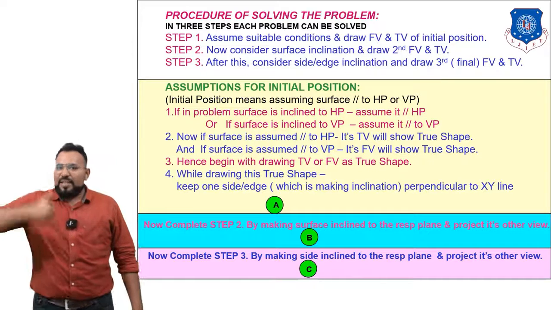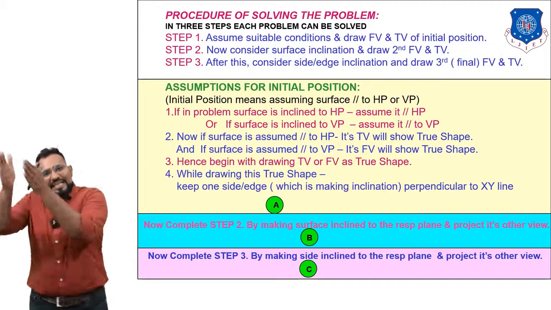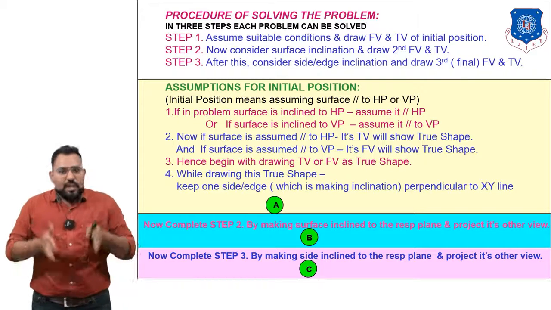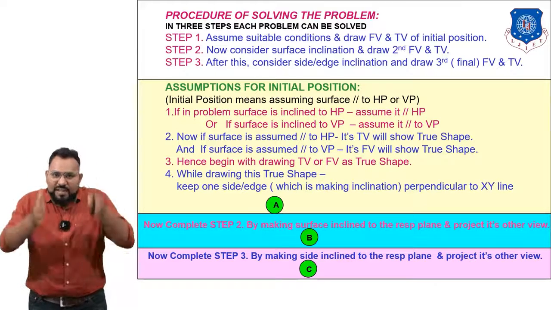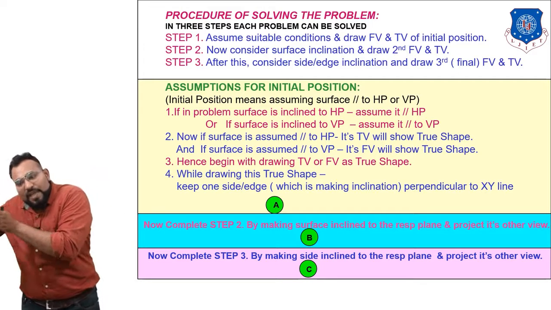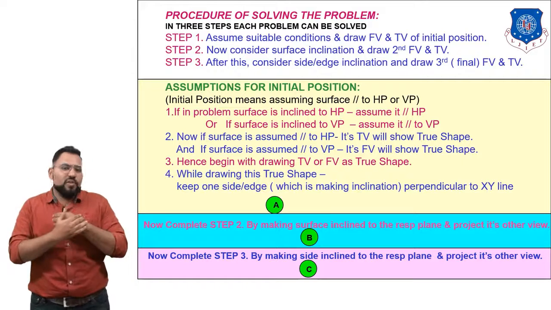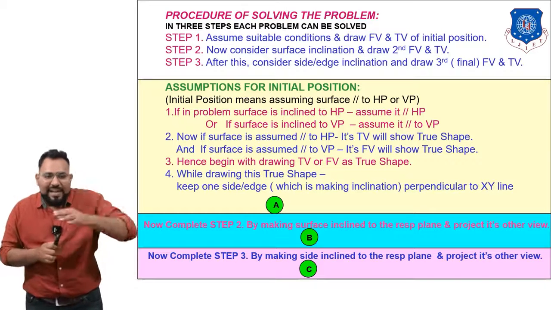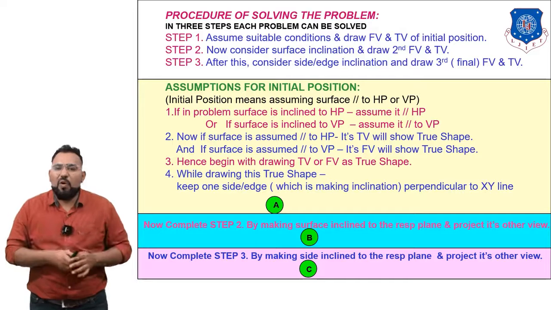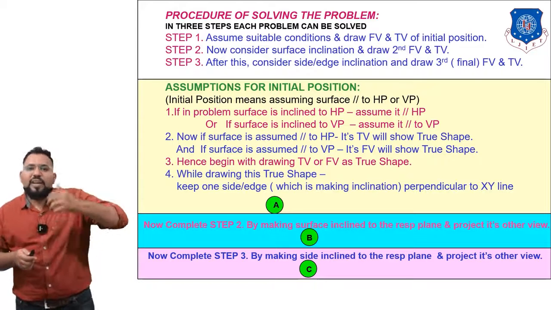So the thumb rule is: if the surface is parallel to HP, then first stage is surface parallel to HP, second stage is HP angle, third stage is VP angle. Second, if the surface is parallel to VP, then first stage is surface parallel to VP, in the second stage the VP angle, and in the third stage which angle? The HP angle. Just remember these two things and you can solve any problem. If you are not getting anything from here, don't worry, just remember it or just watch this whole video like a movie. When I solve the example, you will get what I'm trying to say.